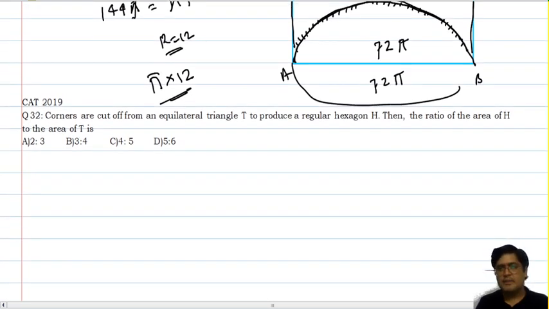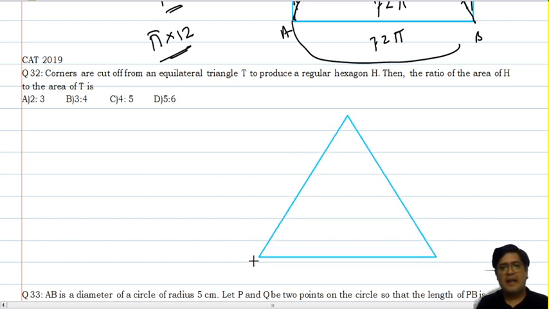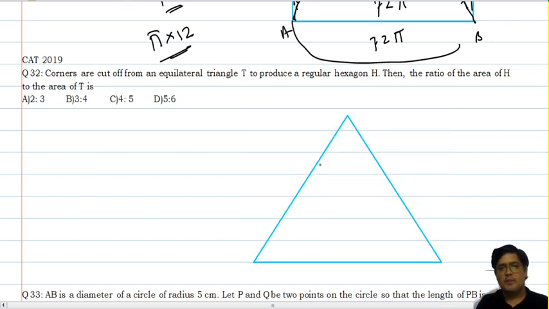Corners are cut off from an equilateral triangle T to produce a regular hexagon. The ratio of area of H to that of area of T. Here I have been told that the triangle is equilateral. You and I are going to cut off corners. By cutting off these corners, we want the remaining portion to become a regular hexagon.